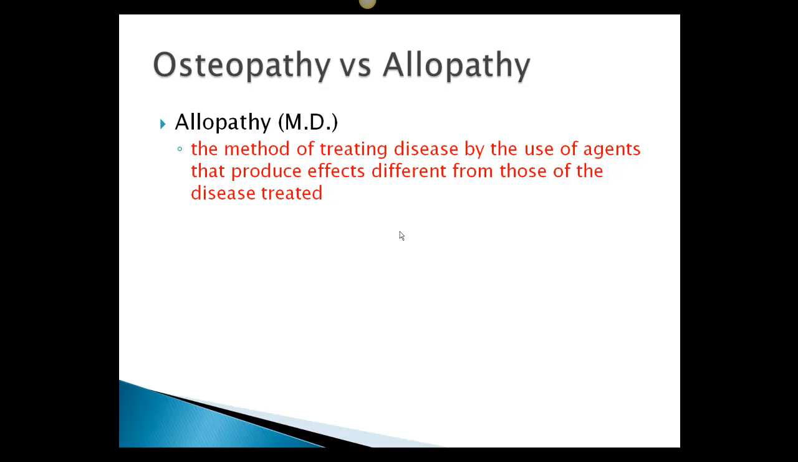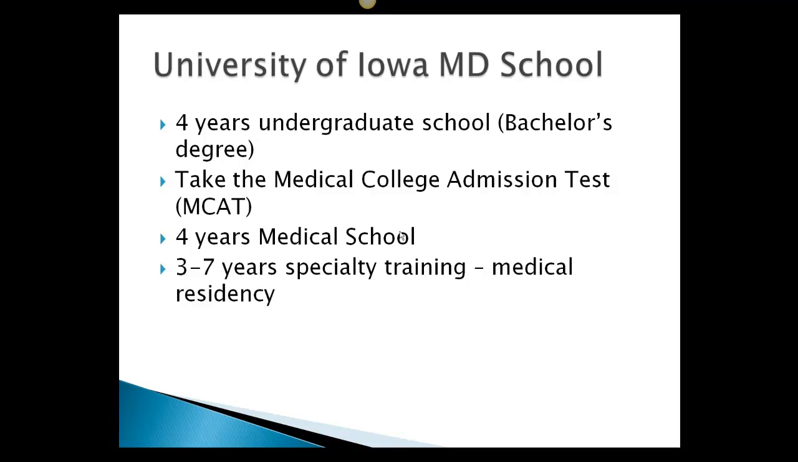Allopathy, or the MD, is a method of treating disease by the use of agents that produce effects different from those of the disease treated, so with the use of drugs. For the University of Iowa MD school in allopathy, there's 4 years of undergraduate school to get your bachelor's degree. Then you take the medical college admissions test, or the MCAT, before you can be admitted into medical school, which is 4 years. And after medical school is 3 to 7 years of specialty training at a medical residency.